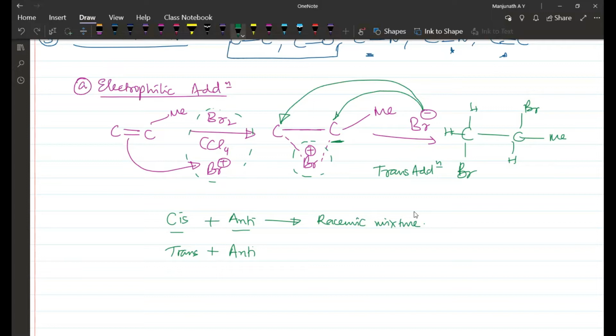Okay, so we should know Br2 and CCl4 is an anti-addition reagent. So if it is a trans compound, then it will give rise to a meso compound. And what is a meso compound? Why does bromine divide into two ions, Br plus and Br minus? Because it is easily polarized, because of the bulky size of the bromine atoms.